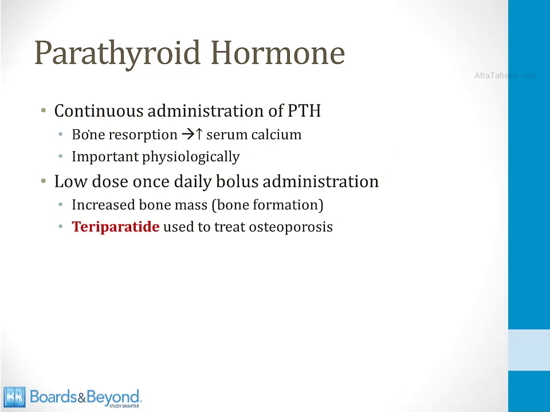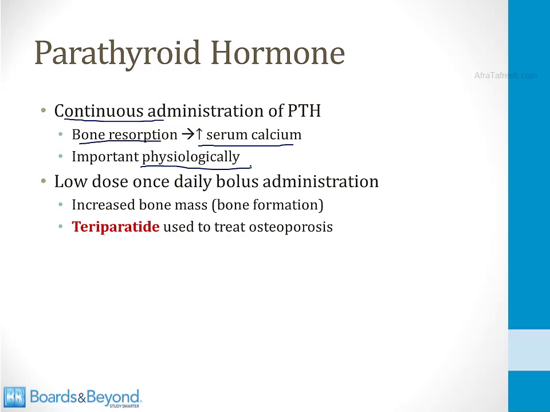If you administer parathyroid hormone to bone cells and bone tissue continuously, you will see bone resorption and a rise in the serum calcium level. And this is the way the parathyroid hormone works physiologically, to raise the serum calcium level and keep it normal, or to raise it in the setting of hyperparathyroidism.